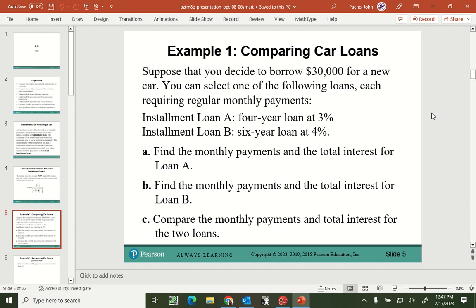So you're going to write down right now N equals 72. What is the percent on this one? 4%. So you're going to write 4% right there. How much did we borrow? What's our PV? Negative 30,000.